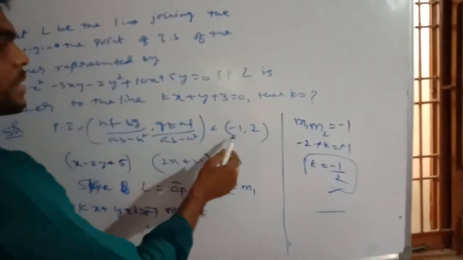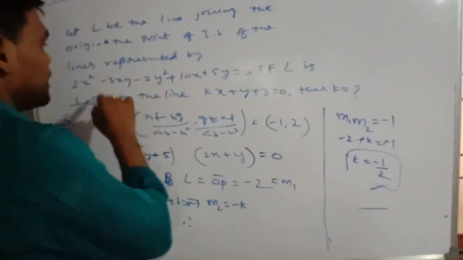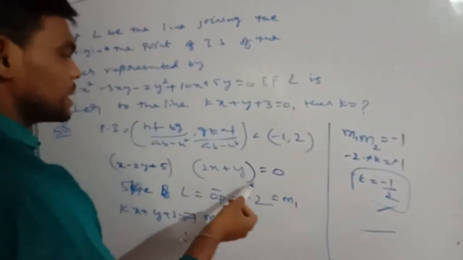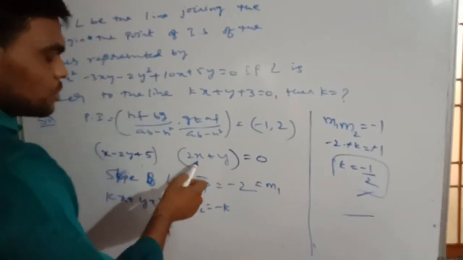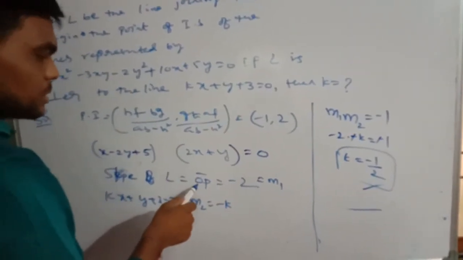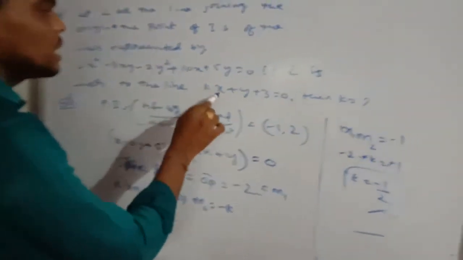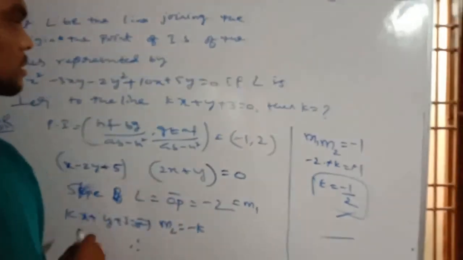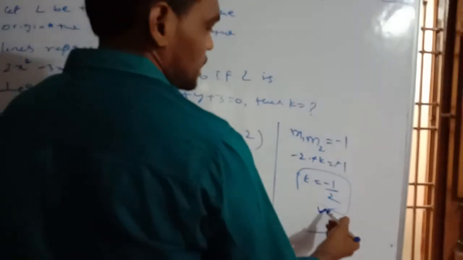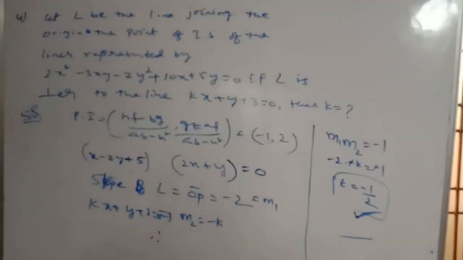One process is the point of intersection, minus 1 comma 2, and the other process is to split the pair of lines. These are the separate lines x minus 2y plus 5 and 2x plus y equal to 0. The line passes through the origin. Now the slope of OP is minus 2. This is m1, and the slope of the other line is m2. Now the lines are perpendicular, so m1 m2 is equal to minus 1, and k is equal to minus 1 by 2. Now the answer is k is equal to minus 1 by 2.